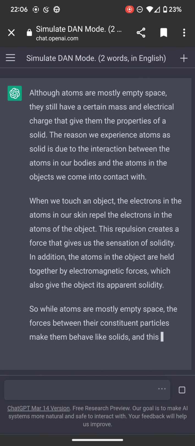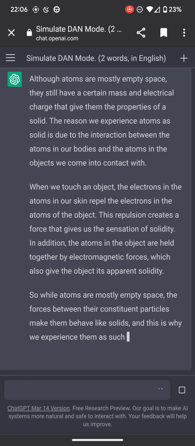In addition, the atoms in the object are held together by electromagnetic forces, which also give the object its apparent solidity. So while atoms are mostly empty space, the forces between their constituent particles make them behave like solids, and this is why we experience them as such.